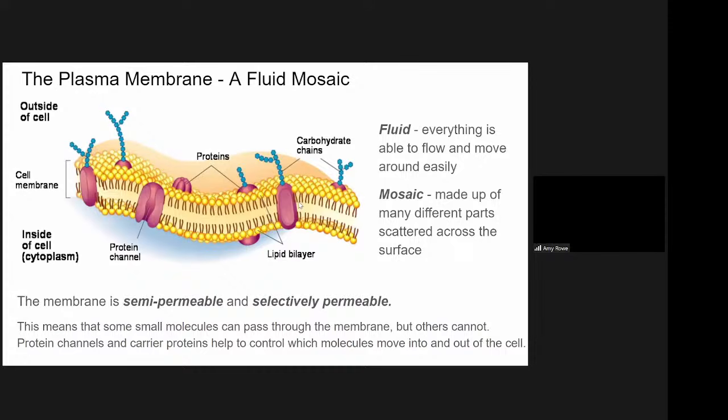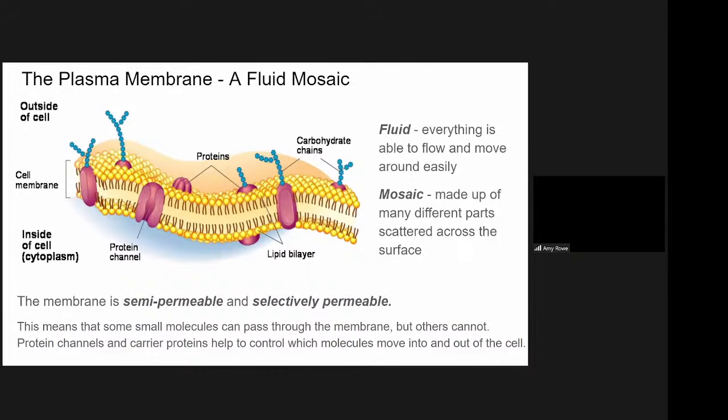Another term you might hear in regards to the plasma membrane is that it is a fluid mosaic, which sounds like a really strange way to describe a membrane. What this means is that basically all of our phospholipids here and all of the proteins that are embedded in it are free to move. So the fluid part means that everything is able to flow and move around easily.